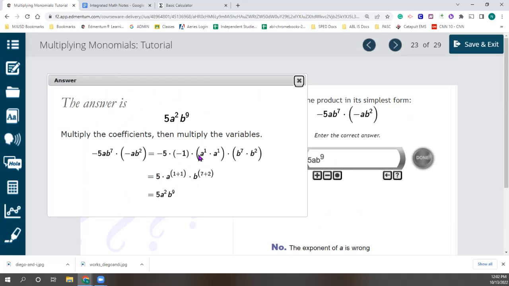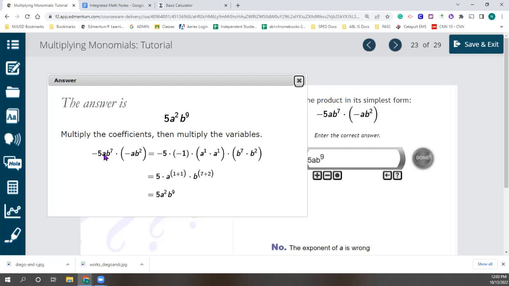Okay, they separated out the variables. This is A times A, and this is B times B. So they broke it out a little bit more. Okay, because, and here's what happened.